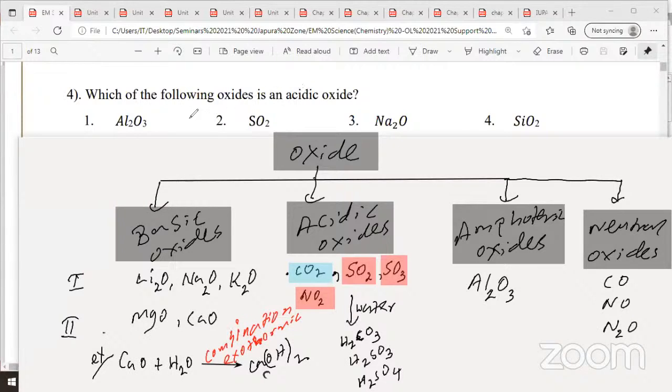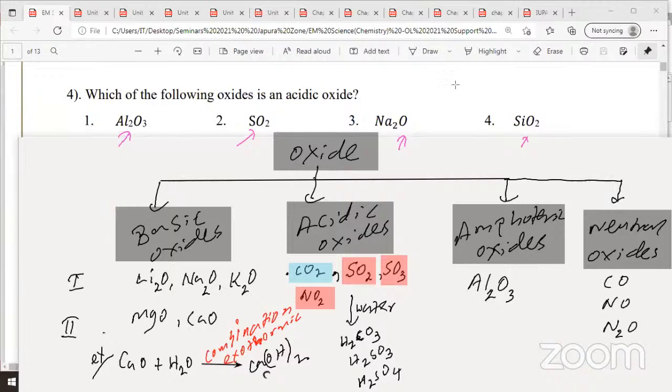So what is the answer for this? Any volunteers? Please write under each whether it's acidic or basic without my help. You should be able to write. This is amphoteric. Sulfur dioxide, acidic. Sodium oxide, basic. Silicon dioxide, weakly acidic. So the acidic oxide here will be sulfur dioxide. Which of the following oxides is an acidic oxide? One can argue silicon dioxide is very weakly acidic, but here the most correct answer is sulfur dioxide.